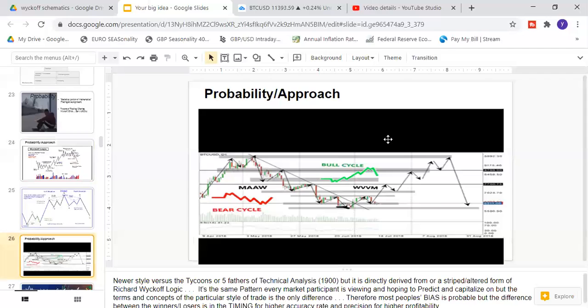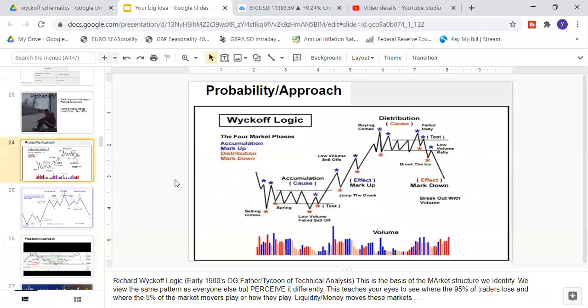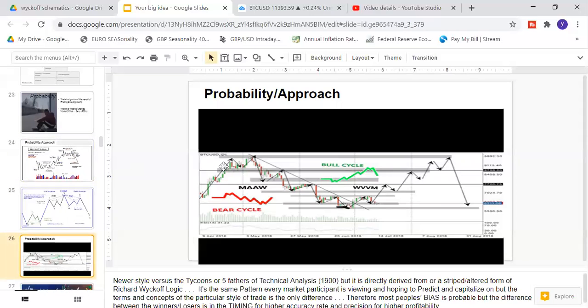Now, Market Maker Series, Steve Mauro. This is one of the newer trading styles, and again, derived and stripped directly from Wyckoff. But this is where you get the letters, right? The M, the A, the W defines the bear cycle. The W, B, V, M defines the bull cycle. I learned how to teach and trade with this style as well.